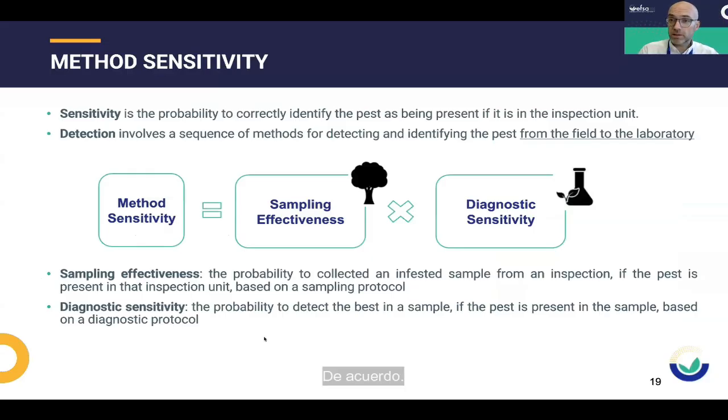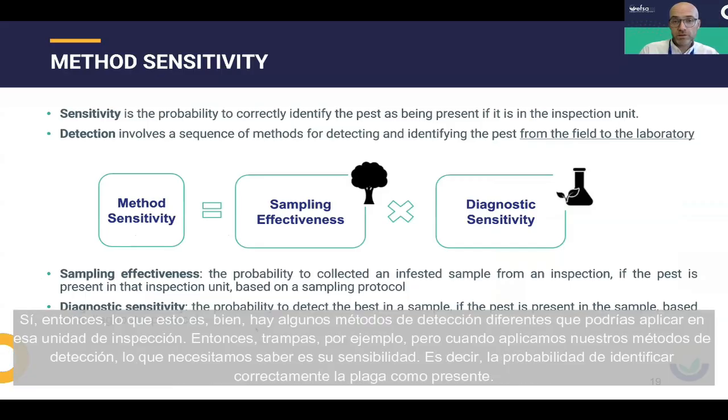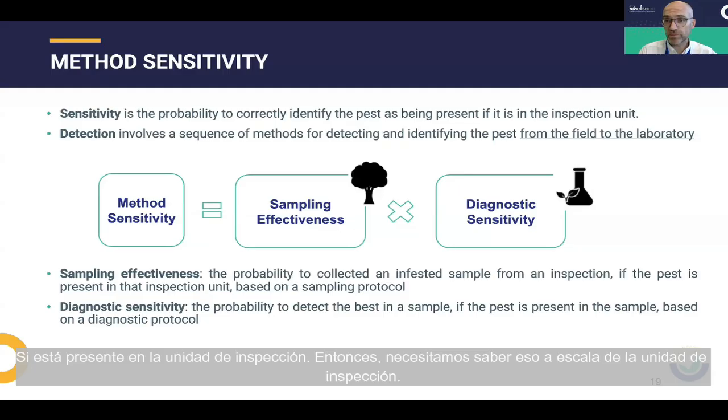Okay. What about this method sensitivity, Stephen? Yeah, so there are some different detection methods that you might apply at that inspection unit, traps, for example. But when we apply our detection methods, what we need to know is their sensitivity. That is the probability to correctly identify the pest as being present if it is present in the inspection unit. So we need to know that at the inspection unit scale.